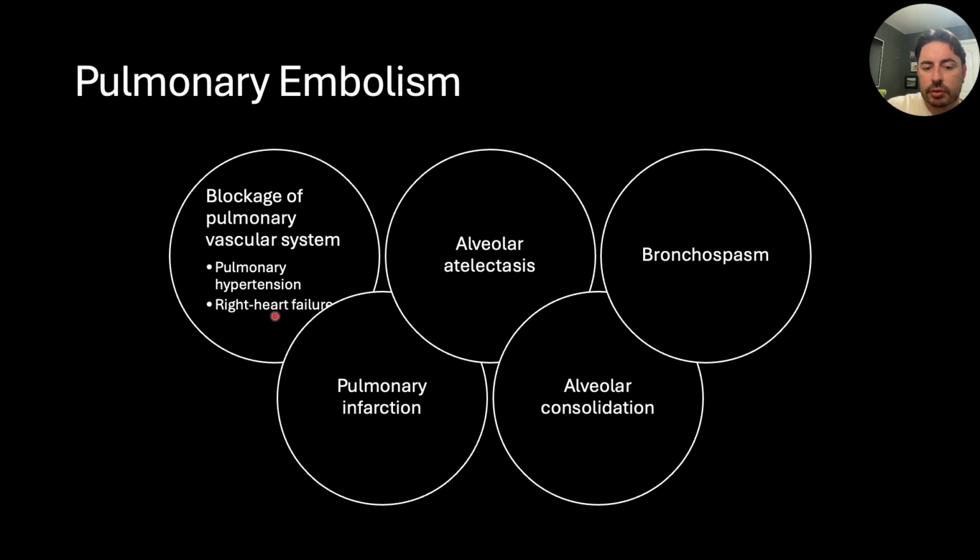Prolonged pulmonary hypertension can lead to right heart failure. We see that it can lead to alveolar atelectasis. We talked about the bronchospasms, pulmonary infarction, and alveolar consolidation. So we see that with the pulmonary hypertension, the increase in the pulmonary vascular resistance will actually increase the hydrostatic pressure as well.